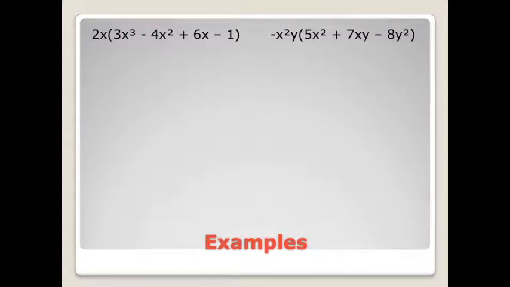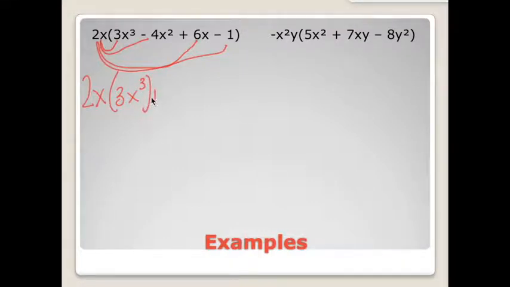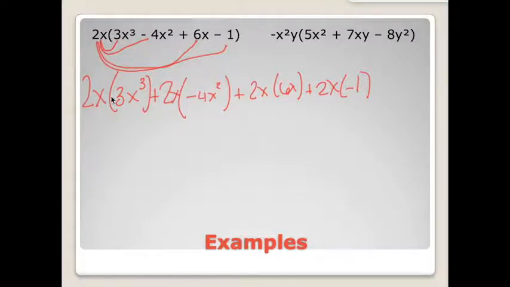Okay, so we are going to use the distributive property. So we are going to distribute our 2x to each term inside the parentheses. So we will have 2x times 3x to the third plus 2x times negative 4x to the second plus 2x times 6x plus 2x times negative 1.